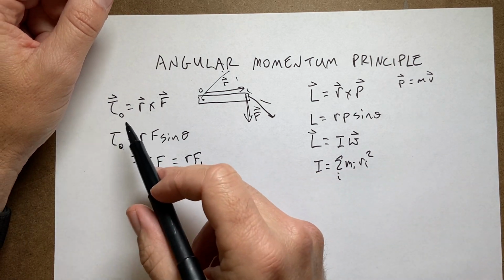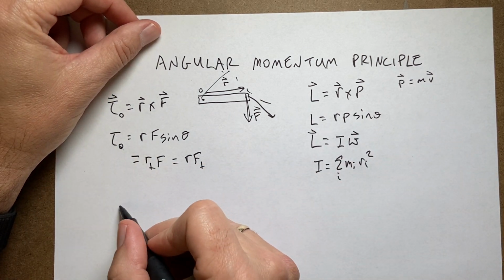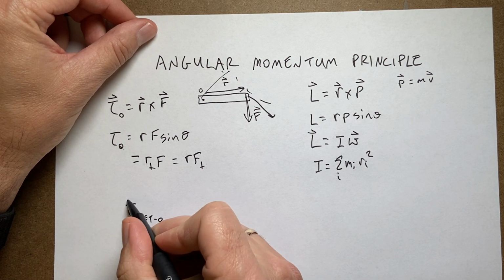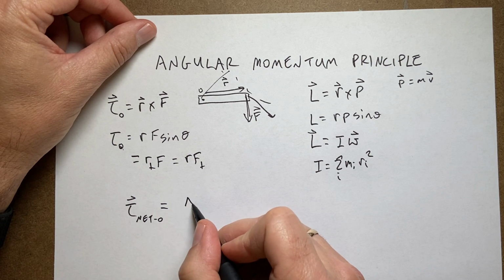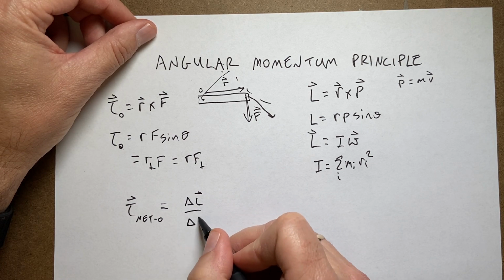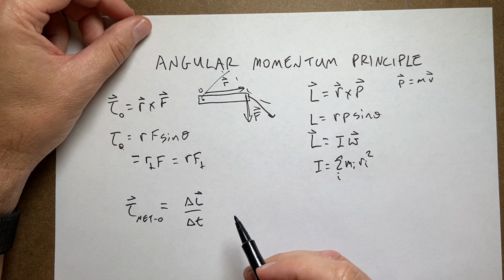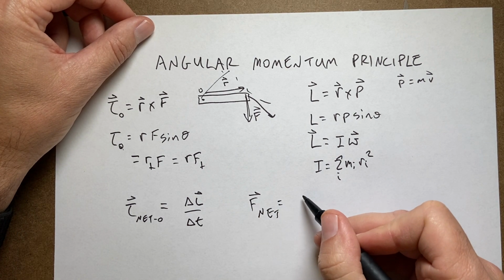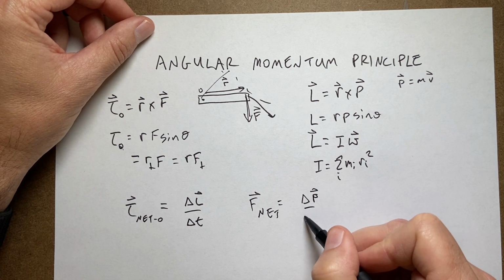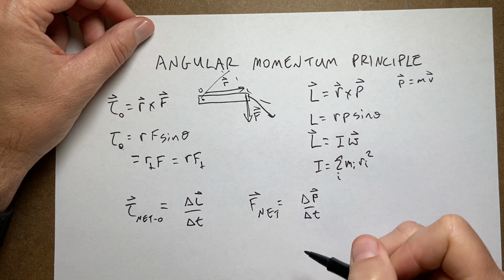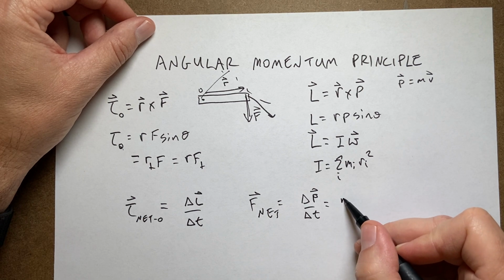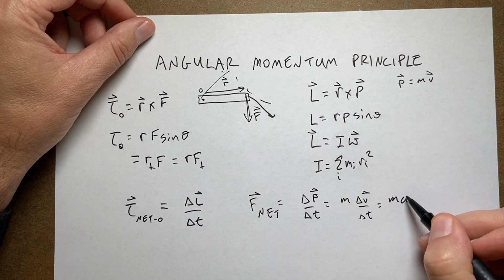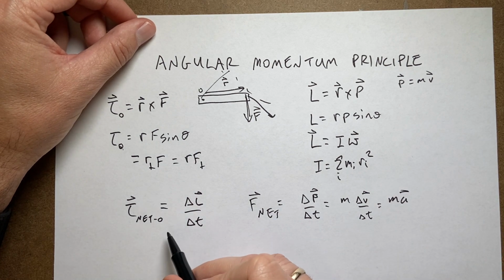Now what about the connection between these two things? This is where we get the angular momentum principle. This says that the net torque about some point O is the change in angular momentum with respect to time. So this may look familiar. It looks like the momentum principle. F net is the change in momentum with respect to time. And just like this, we could say this is m delta v over delta t equals ma. And in a lot of cases, we can do the same thing here.